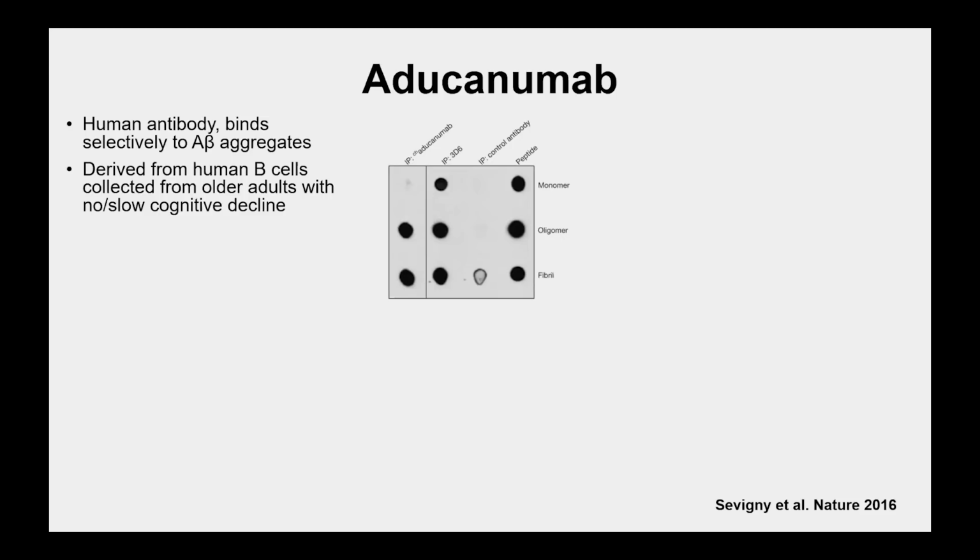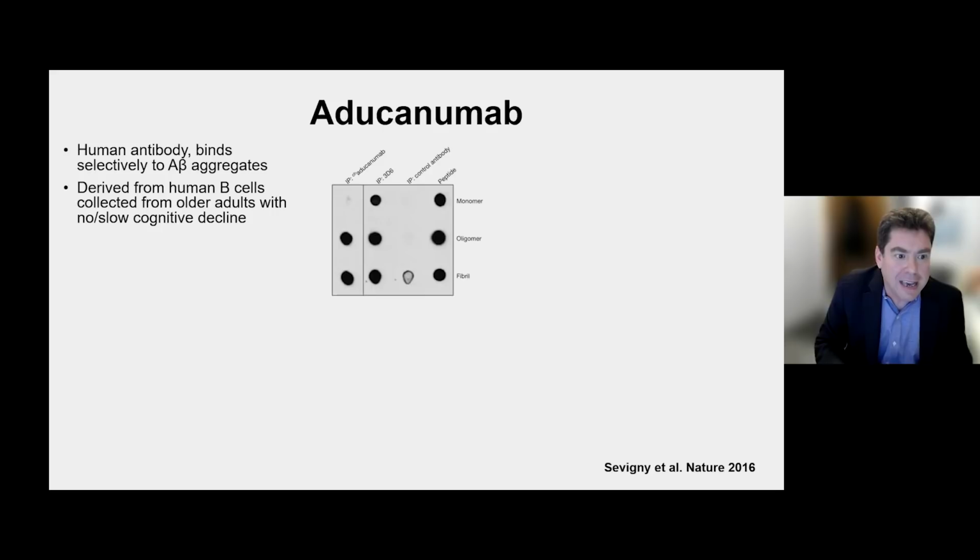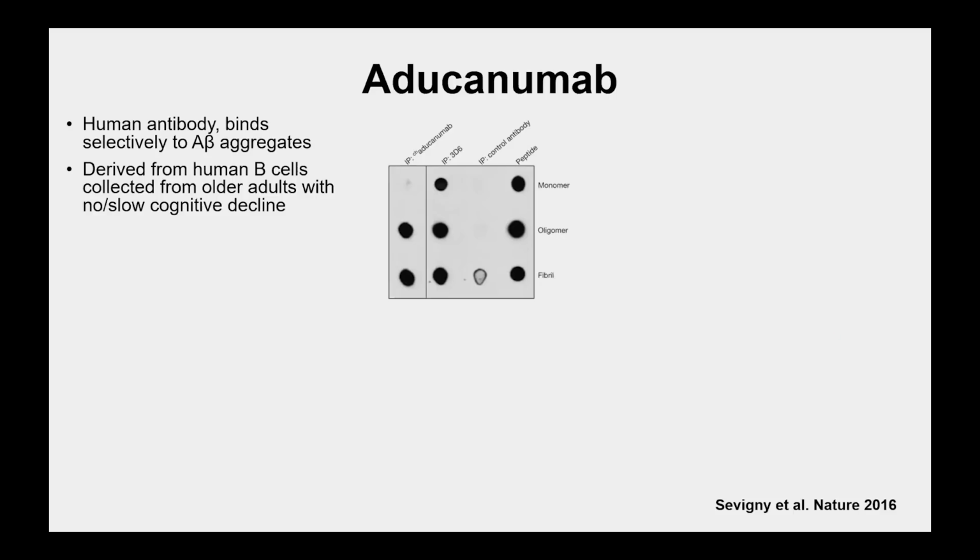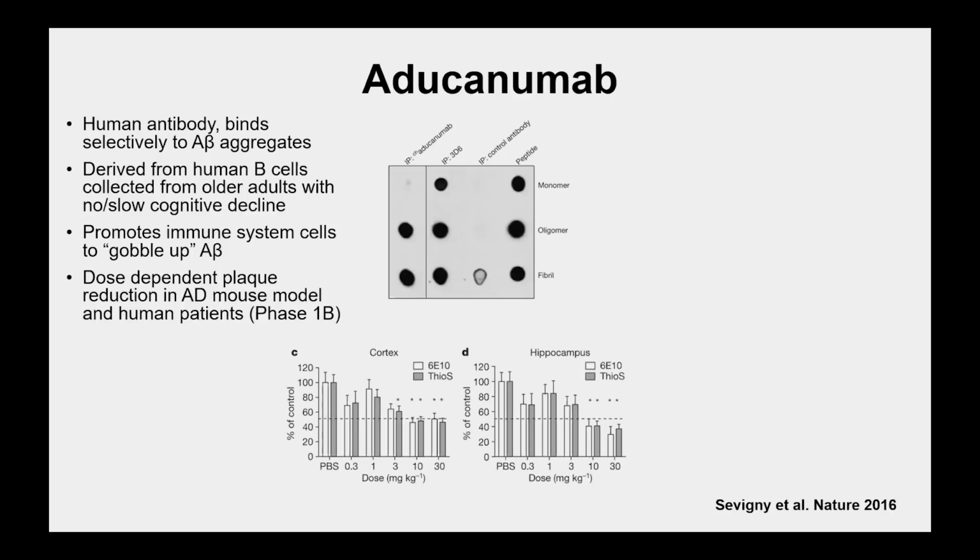It was actually derived from human B cells, which are antibody-producing cells that were collected from older adults who showed no or slow cognitive decline. And really the idea was that there must be something in the humors of these superagers, if you will, that was protecting them against Alzheimer's disease. And sure enough, some of them were making antibodies to the amyloid. And what the antibody does is it promotes the immune system cells then to gobble up the amyloid.